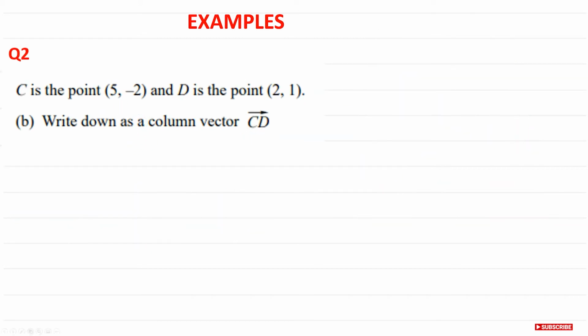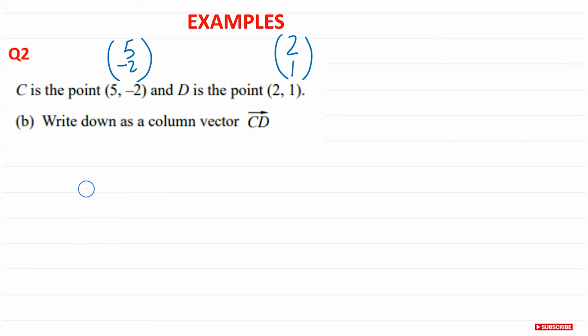All right, guys, question 2. So feel free to pause the video and have a go. I'm not going to draw the XY plane this time. I'm just going to write these two as column vectors. So (5, -2) is going to be 5 and -2. So this is point C, and point D is going to be (2, 1).